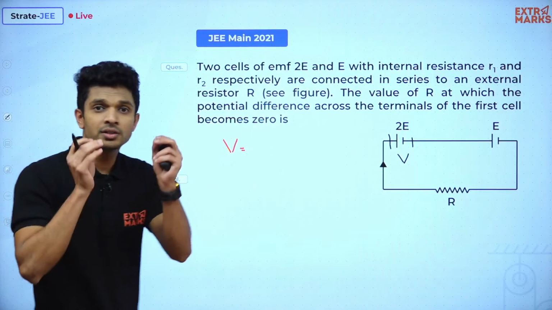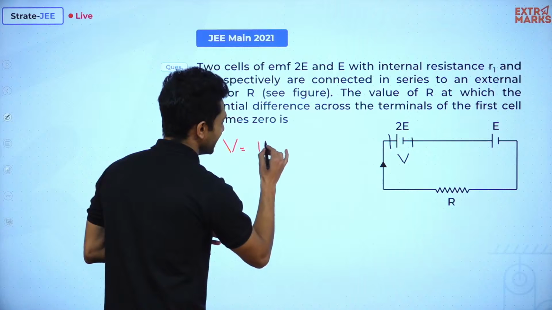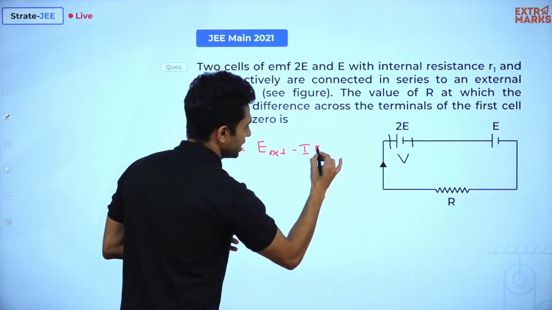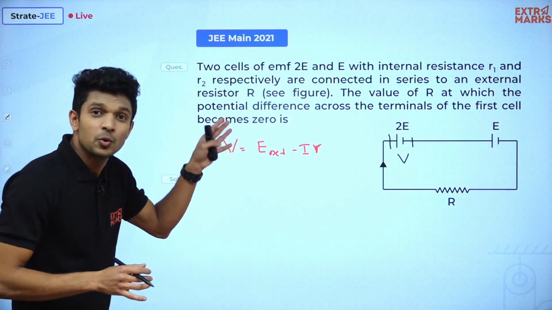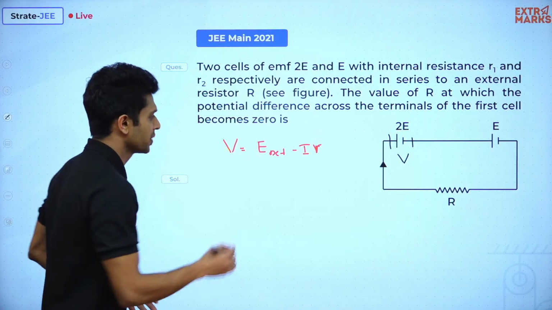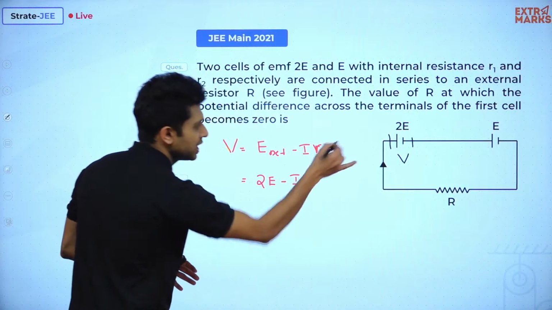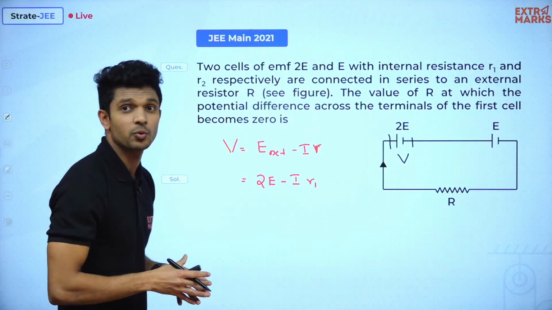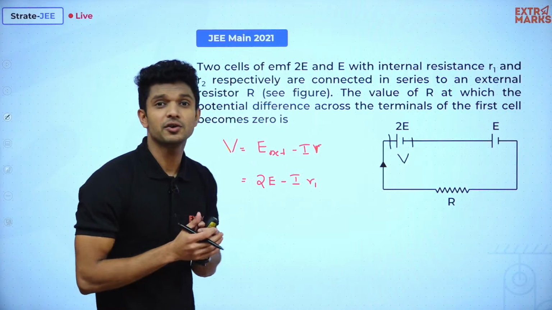So tell me what is the equation to find out the potential difference? V is equal to the net value of EMF minus the net value of current into the internal resistance R, right? Okay. Tell me which cell we are talking about. We are talking about the first cell. What is its EMF? 2E, right? So let me put it as 2E minus I into what is its internal resistance. Obviously, the first cell is having an internal resistance of R1. It is given in the question, right? ठीक है. Now, what is left is to find out the value of I.